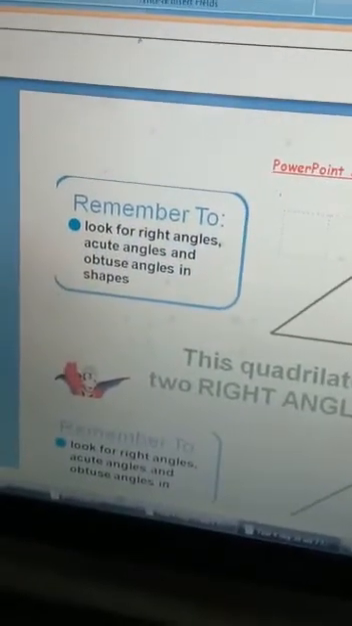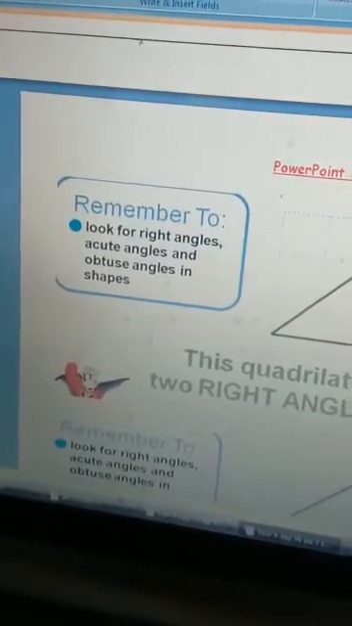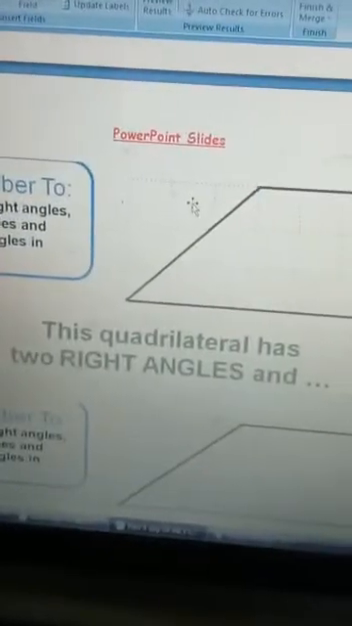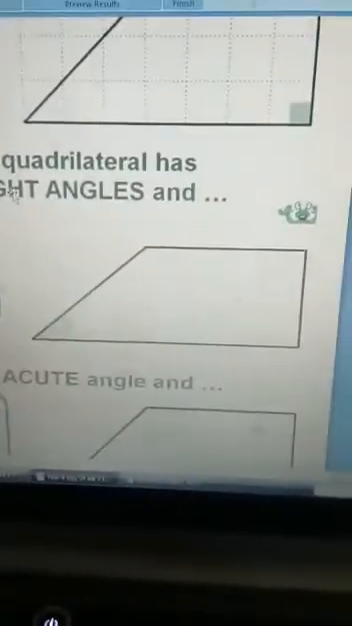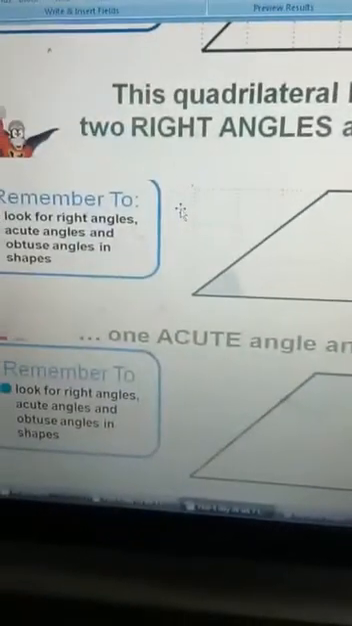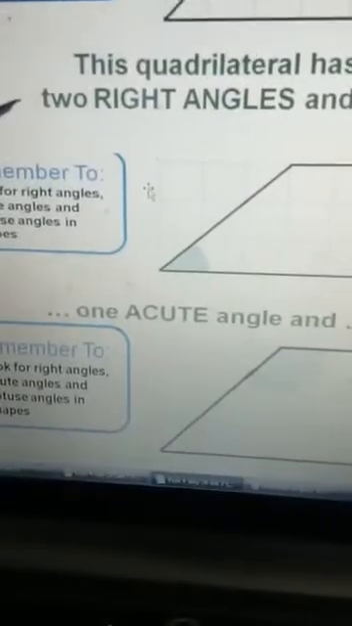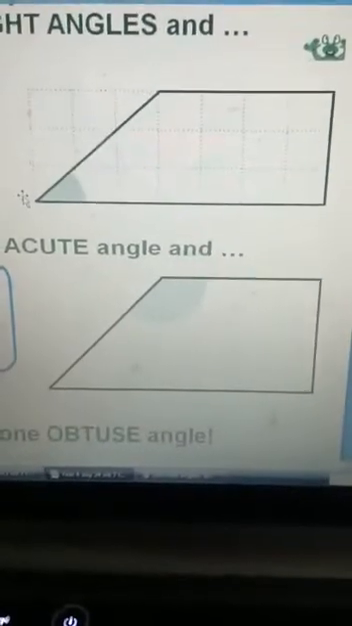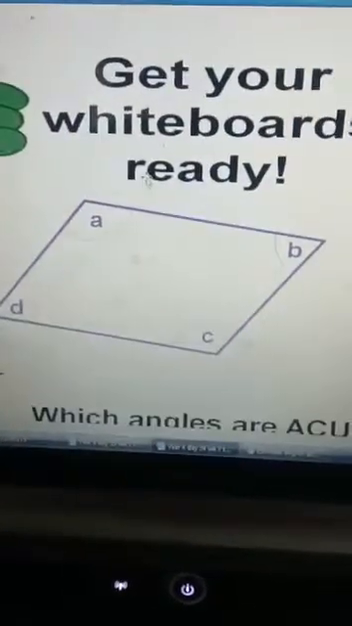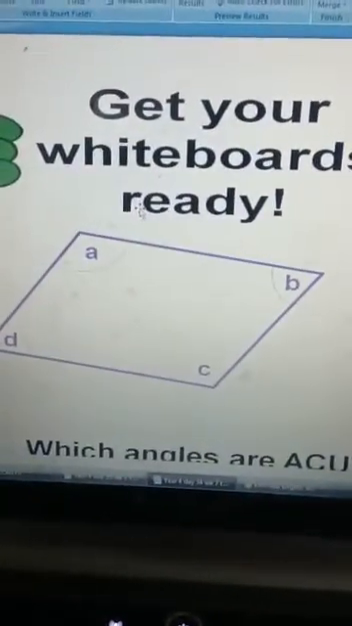On the PowerPoint slides, we're looking for right angles, acute angles and obtuse angles in shapes. So this quadrilateral has been marked. It's got 2 right angles. It's got 1 acute angle and 1 obtuse. Okay, so we've got some work on the whiteboard for you to do.